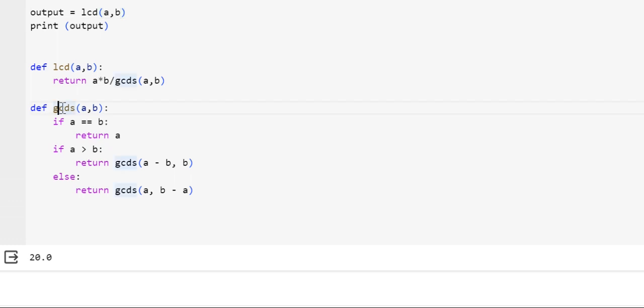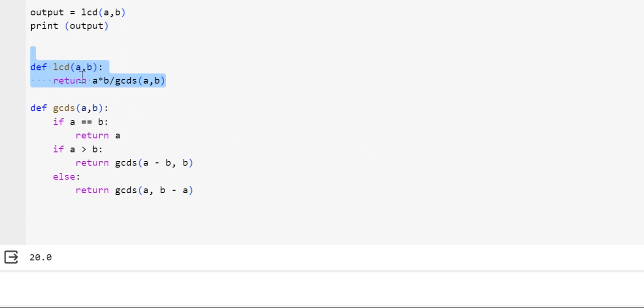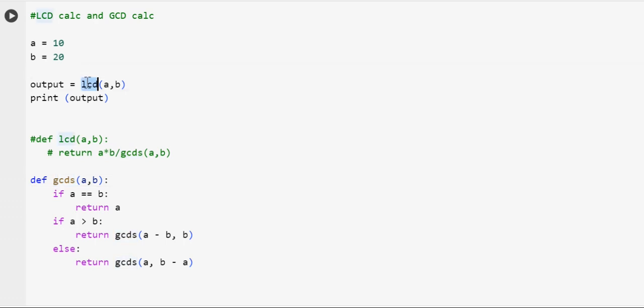Now, what is GCD? First, let's forget about LCM for now. This is my first function, so let me comment it out for the meanwhile. Let us first understand the GCD. The function definition says gcd(a, b). If A and B are equal, both the values are equal, then return A. If A is greater than B, then return gcd(a minus b, b), else return gcd(a, b minus a).